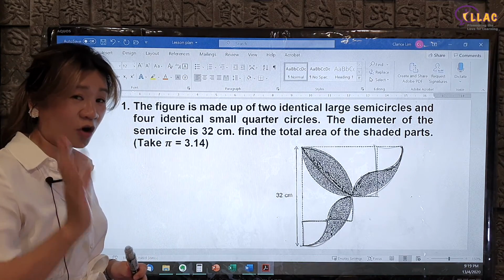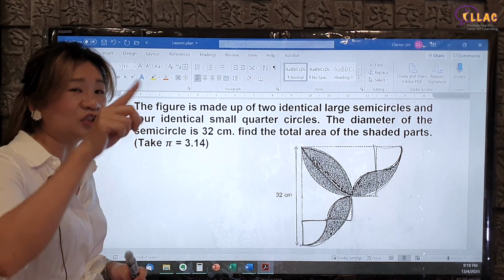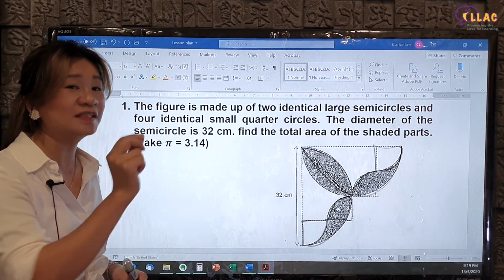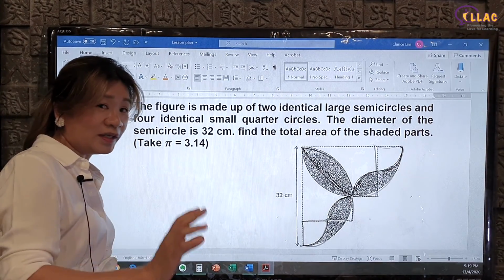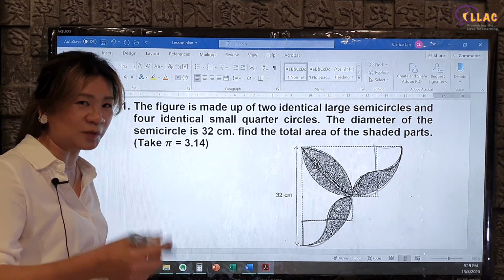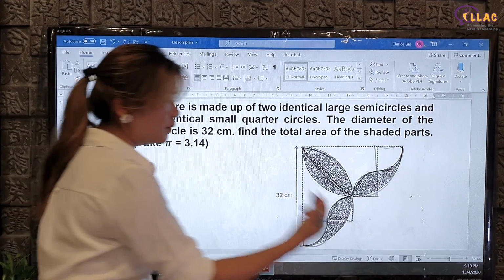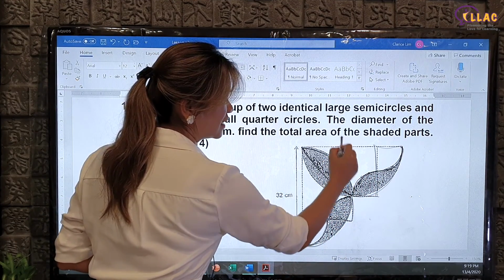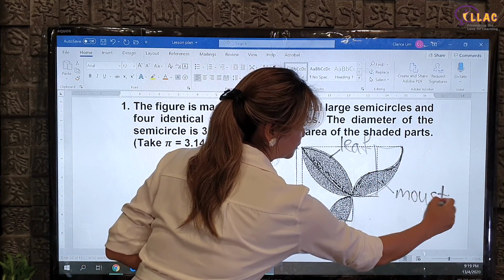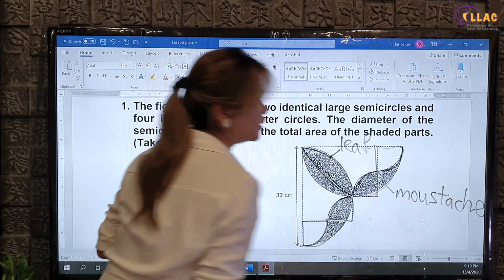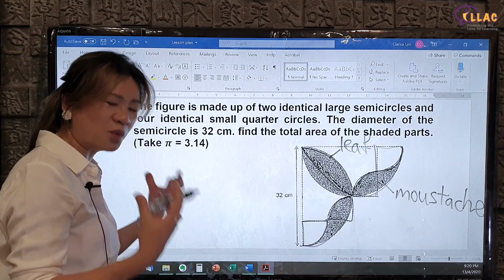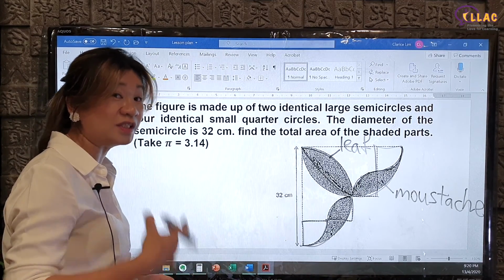How do you do that? The common method I'm going to teach you is to find the triangle. Always use the triangle formula to solve these circle questions. Always, not all the time of course, but most of them are like that. So how do you spot if it's a triangle formula question? Because you will see two things. I call this the leaf and I call this the moustache. When you see a leaf and a moustache, you will most of the time be able to solve it using the triangle.